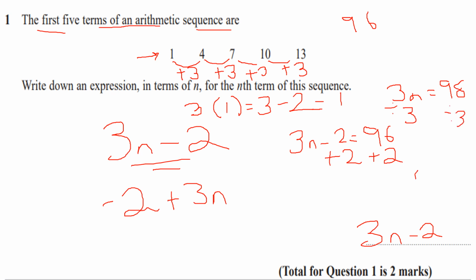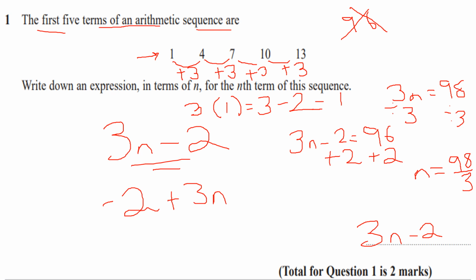Well, 98 thirds gives you a decimal answer, because 99 thirds would give you 33. So 98 divided by 3 will not give you a whole number. That would imply that 96 does not lie in my sequence. So if it asks you that in the exam, make sure that you equate your expression to the number and then you solve the equation. If n is an integer, then yes, it does appear in the sequence. If n is not an integer, then it doesn't appear.